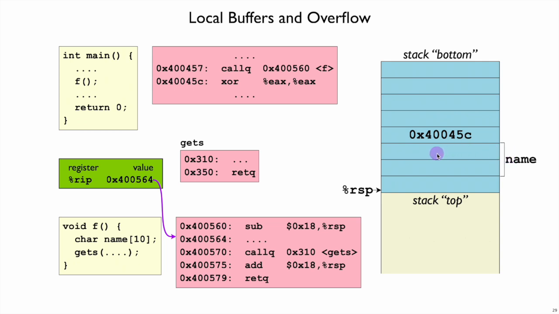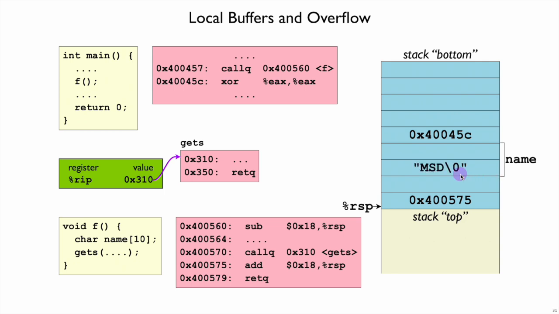I'm showing name as occupying 2 words, or 16 bytes, even though we only need 10 bytes for name, but it's often the case that these sizes are rounded up to match a multiple of the word size. So let's imagine that name really starts here, and there's an extra few bytes at the end of name that would otherwise be unused. When we call getS, this address, the start of name here, is passed into the function.